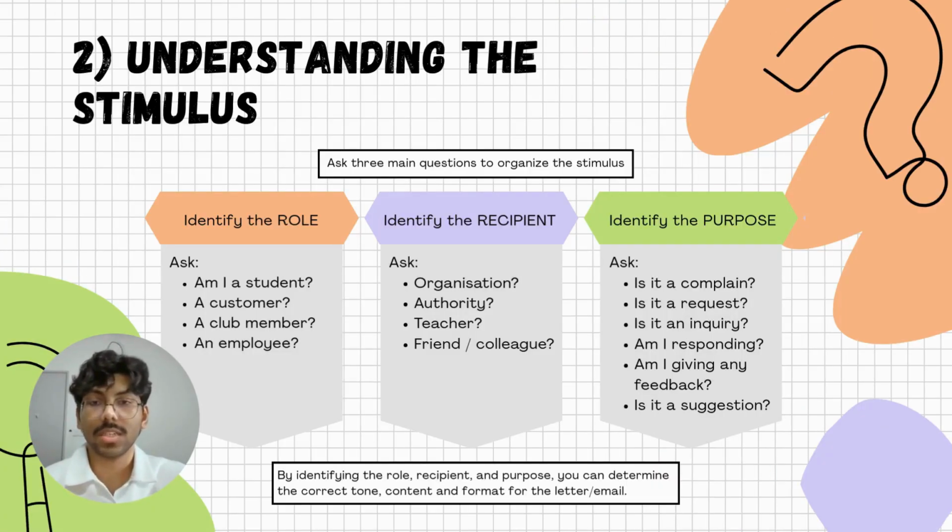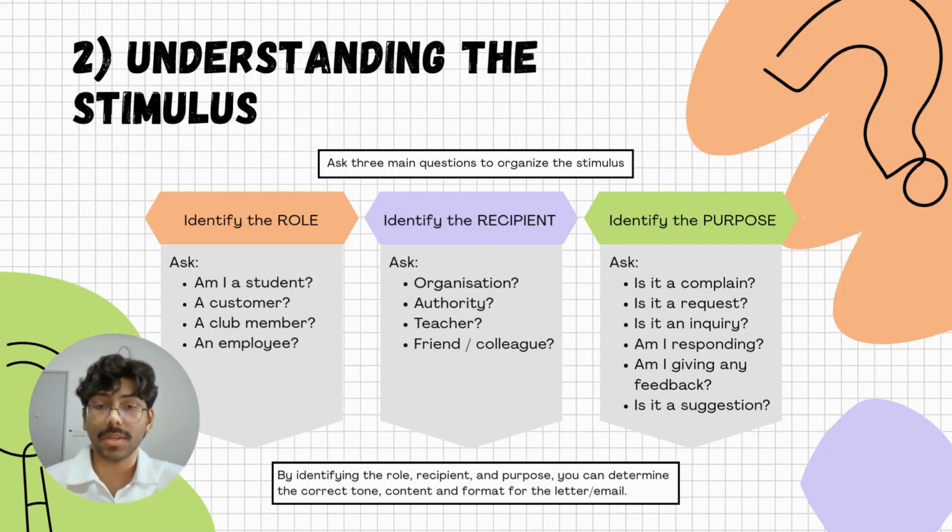Okay, now the second step is understanding the stimulus. This can also be divided into three main parts for the ease of understanding. So basically, you have to identify three main things from a stimulus: the role, the recipient, and the purpose. The role is basically what role are you playing while writing the answer. Are you a student, a customer, a club member, an employee, whatever?